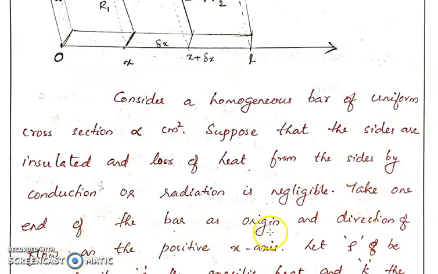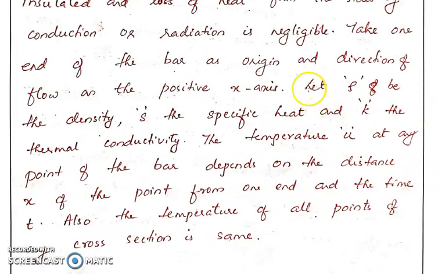Take one end of the bar as origin and the direction of flow as the positive x-axis. That is, heat flows in the direction of the positive x-axis. Let rho be the density, s the specific heat, and K the thermal conductivity. Here we denote the temperature by u, and the temperature u at any point of the bar depends on the distance x of the point from one end and the time t.